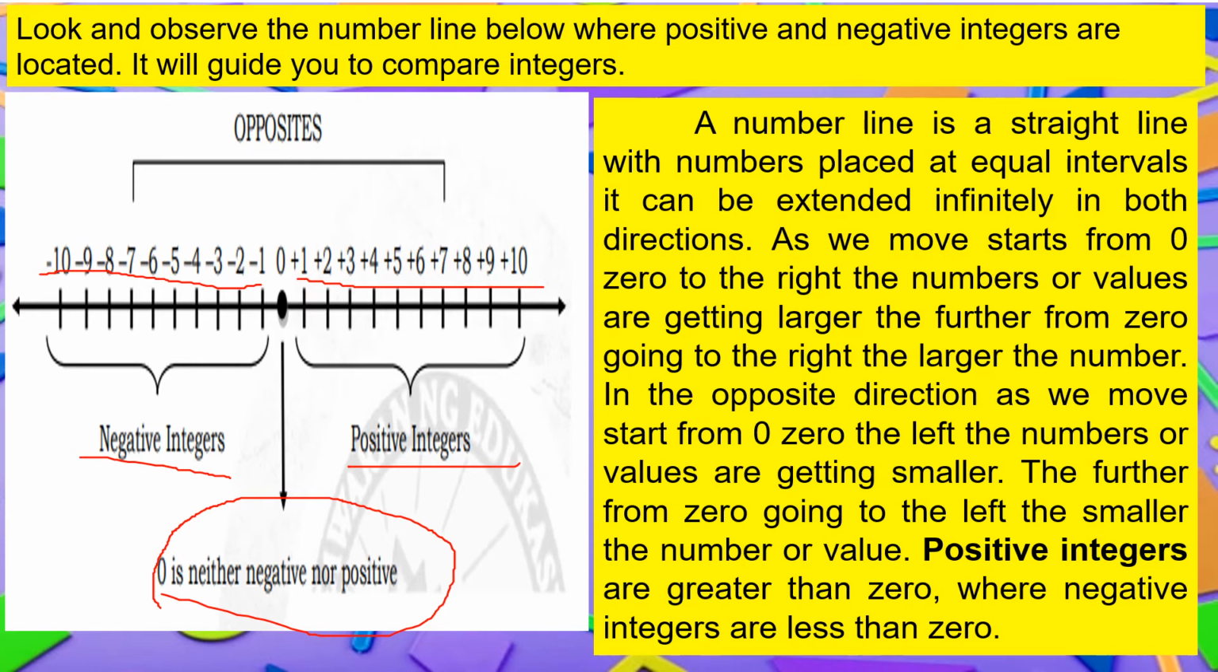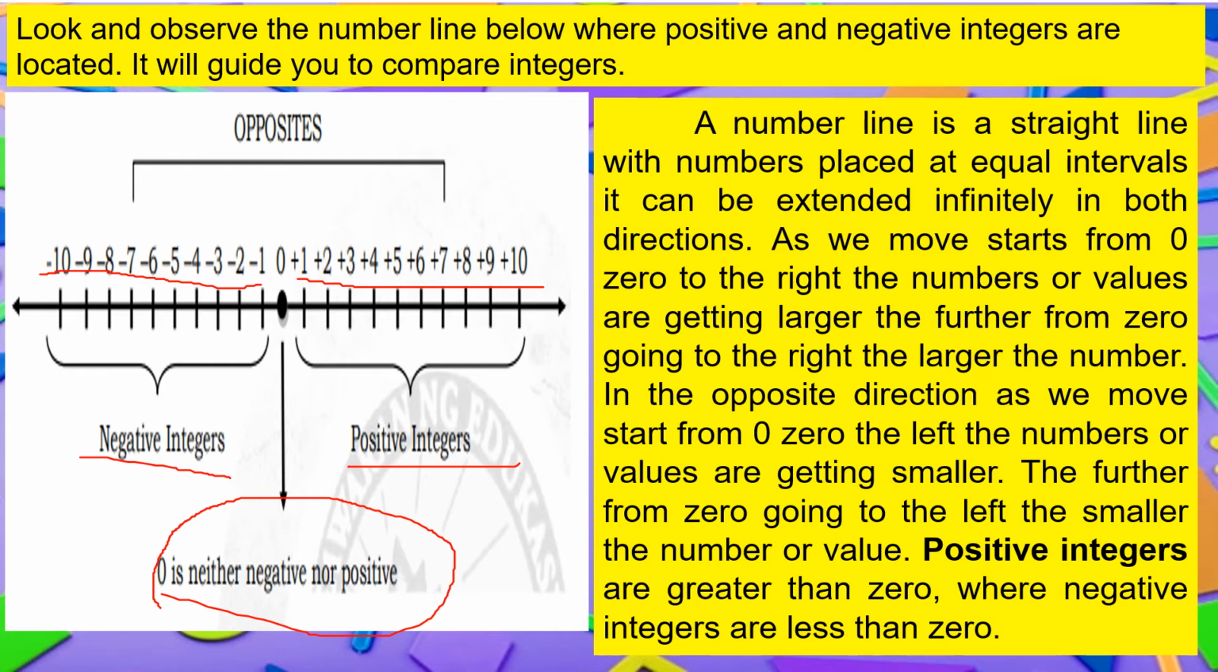As we start from 0 to the right, the numbers or values are getting larger the farther from 0 going to the right, the larger the number. In the opposite direction, as we start from 0 to the left, the numbers or values are getting smaller. The further from 0 going to the left, the smaller the number or value. Positive integers are greater than 0, where negative integers are less than 0.